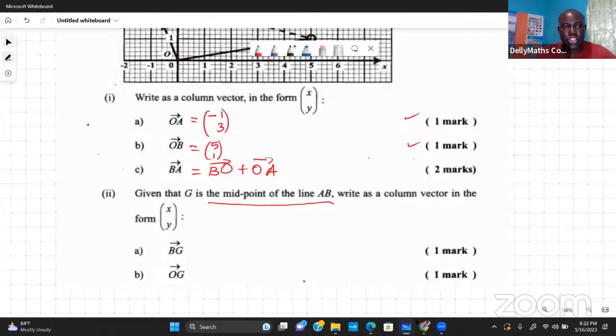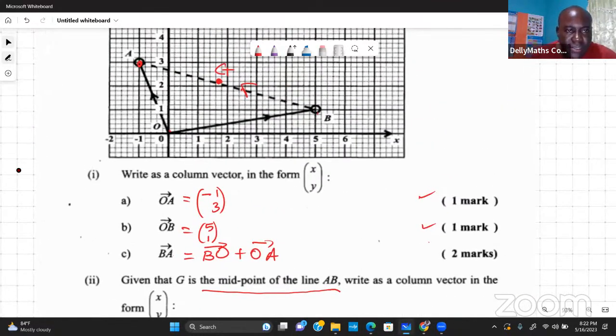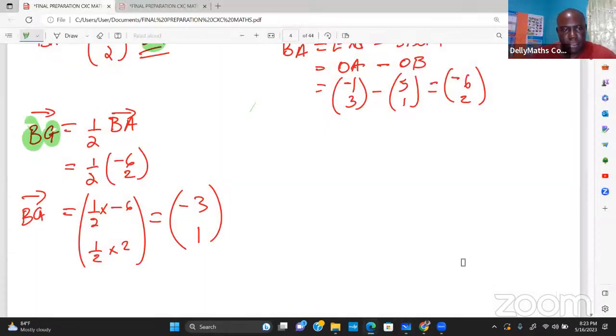Let's look again. We just found this. Now they want OG. Look at what they want. They want us to find from O to G, this. Following the flow of the diagram, if I'm going from O to G, I'm going to just take my triangular law and walk. I'm going to walk from O to B, then I move from B to G. I'm done. I have those vectors already. I have OB and I just found BG. So I'm going to put together the ideas. Don't overthink it, right? So OG, let me put it right here.